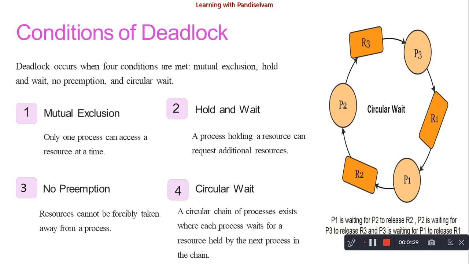In the image itself you can identify this is called a circular wait. Here P1 is waiting for R2, but R2 is assigned to P2. P2 is waiting for R3, R3 is assigned to P3. P3 wants R1, but R1 is assigned to P1. This is the way all those processes wait in a circle for getting the resources. These are all the necessary conditions of deadlock.